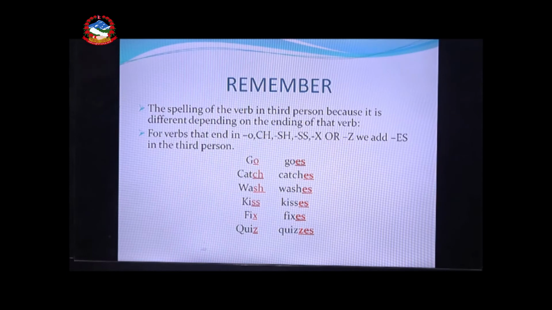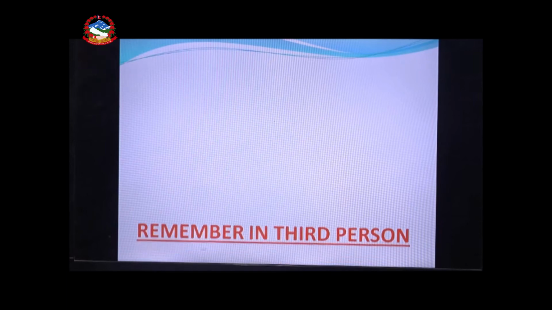Fix, FIXES, adding ES here. Kiss, KISS, we are adding ES to the kiss and making verb 5 here. Quiz, QUIZ, quiz, we are adding ZES here, QUIZZES, quizzes. It is a simple information about how we use simple present tense.